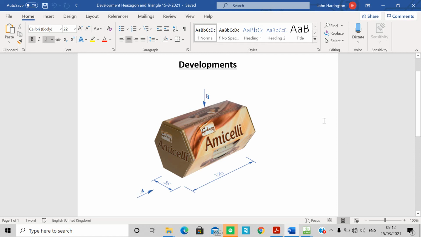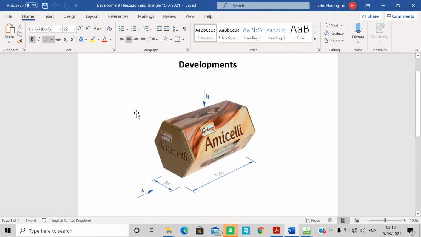The next question we're going to do in developments is this one here. The first thing we're just going to talk about is the front shape. We've done a chapter on this called polygons, and if you remember, this six-sided shape is called a hexagon. Now, what do we know about regular hexagons?